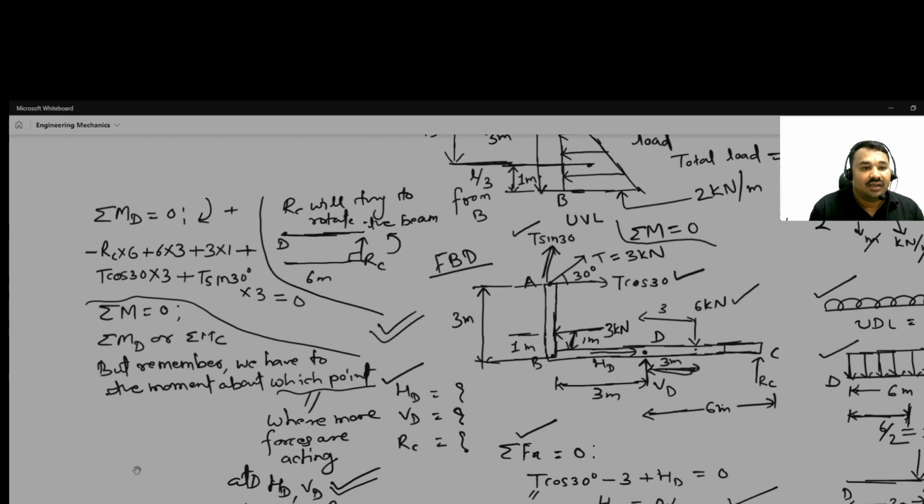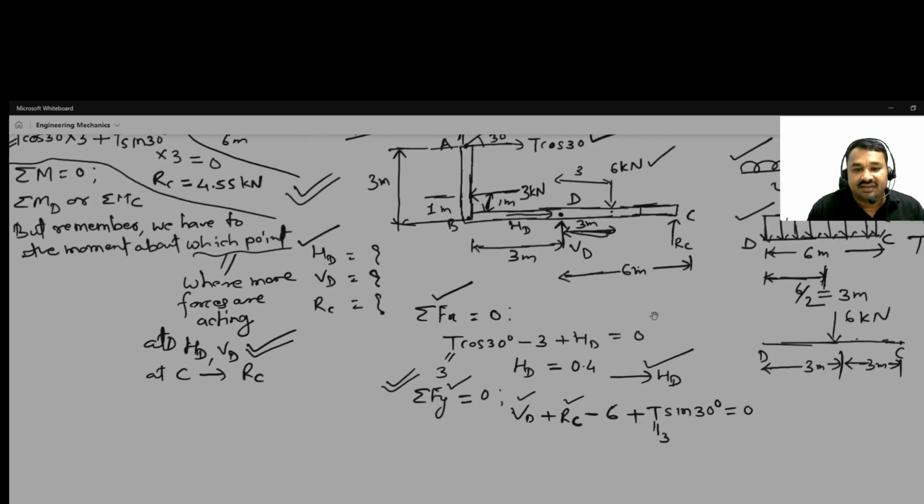Okay, so in this there is only one unknown, that is RC, and T is already known, it is given in the question, T is equal to 3 kilonewton. So this RC, after solving this, what we get? RC is equal to 4.55 kilonewton.